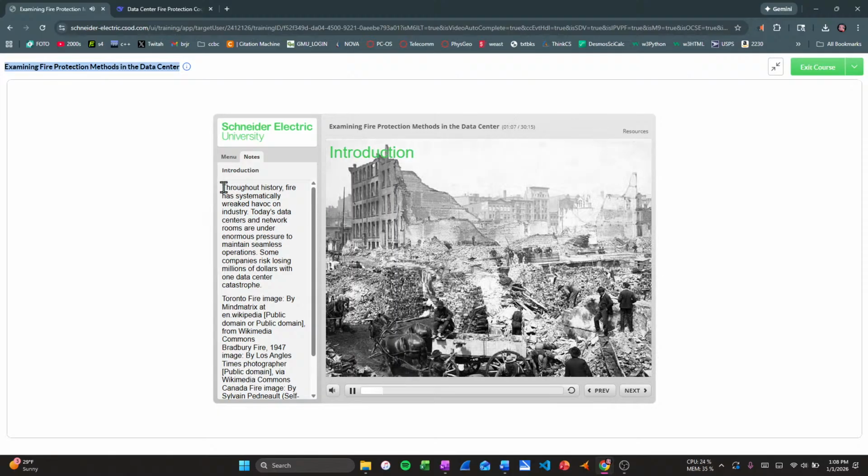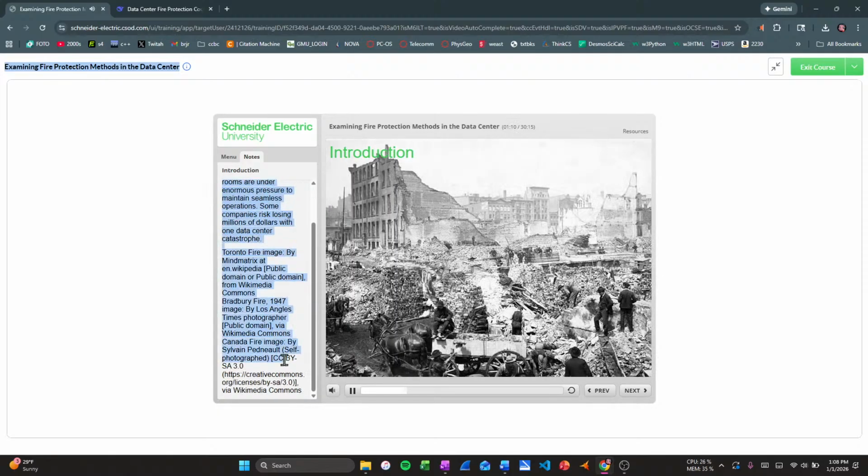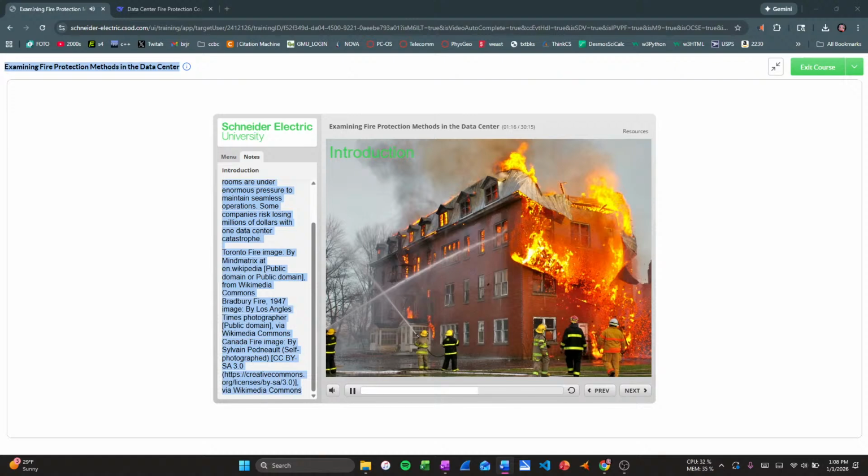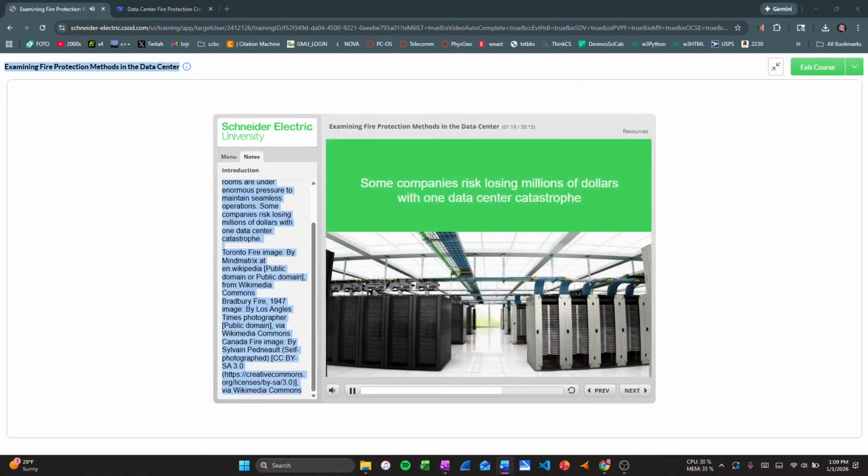Throughout history, fire has systematically wreaked havoc on industry. Today's data centers and network rooms are under enormous pressure to maintain seamless operations. Some companies risk losing millions of dollars with one data center catastrophe.